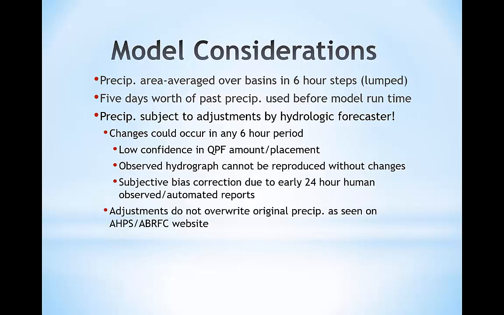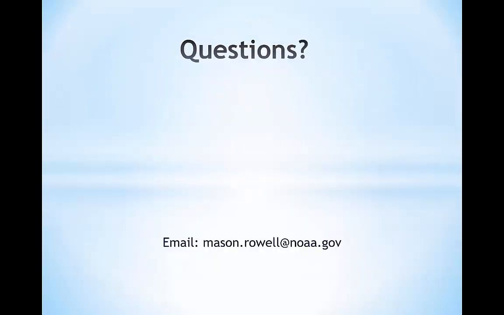Adjustments made to precipitation by the hydrologic forecaster have a limited effect because, while they may indeed be necessary to force accurate hydrologic model behavior, considered alone, these adjustments may not be realistic, not to mention complexities in disaggregating the adjusted area averaged precipitation back into the original HRAP grid once again.